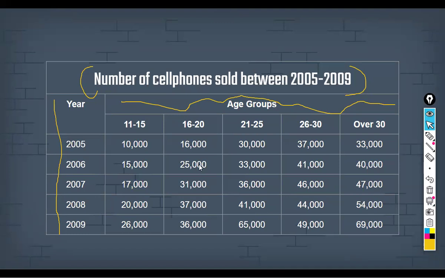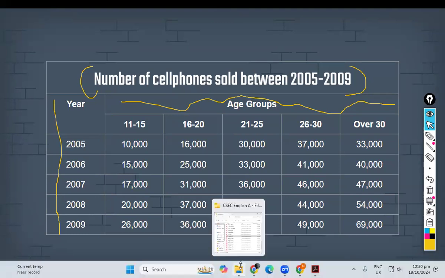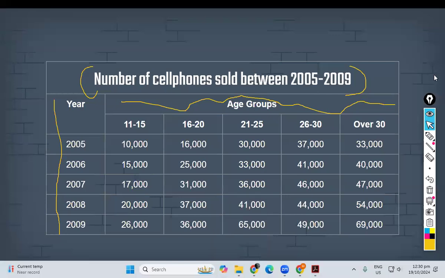All right, good. So you're observing that there's a 4-year gap in the ages and that it's cell phones sold from 2005 to 2009. Great. All right, I really want us to put in the title of the graphic, right?